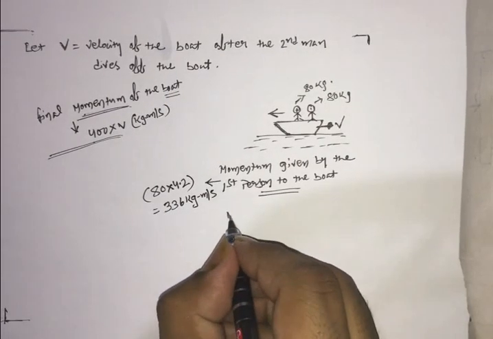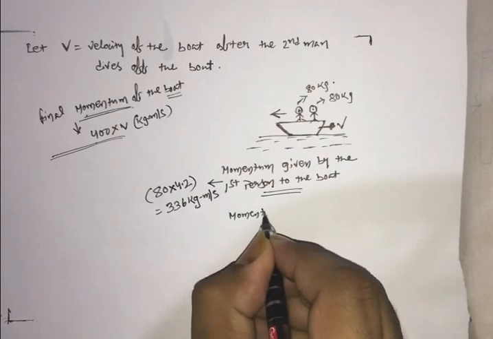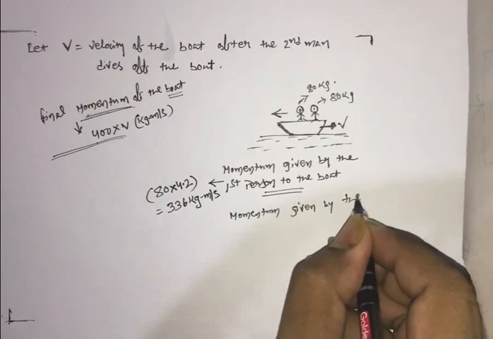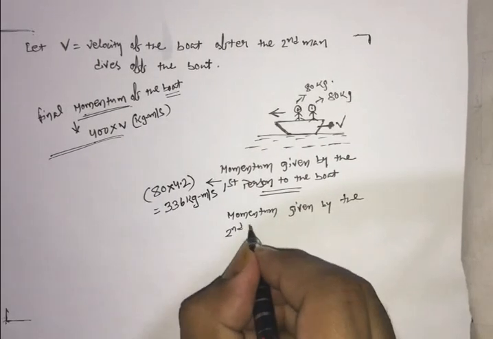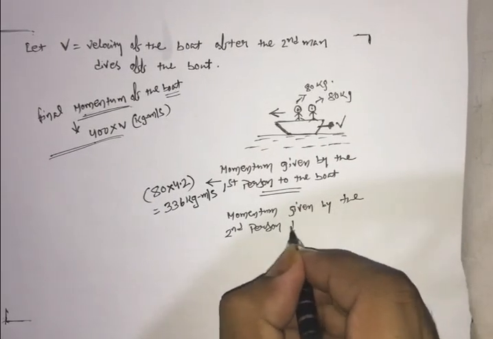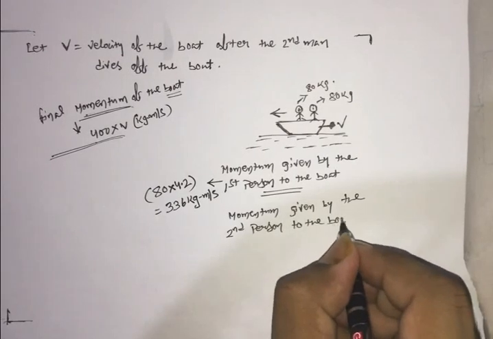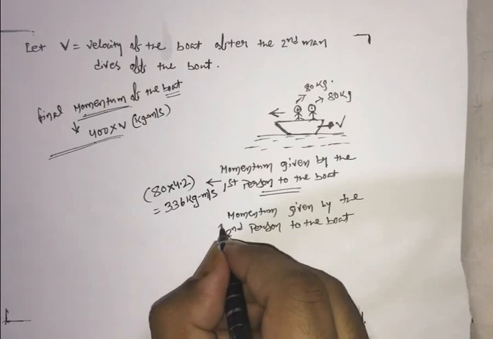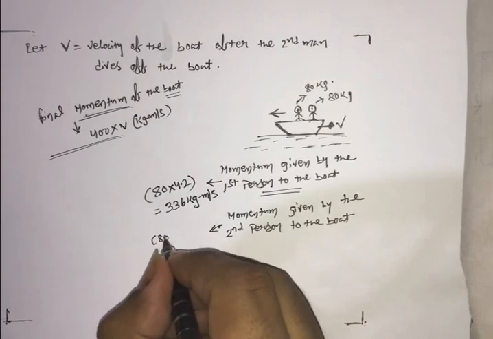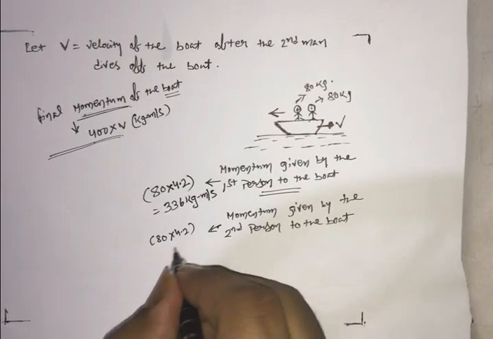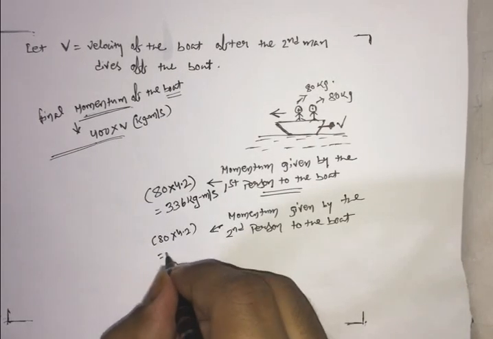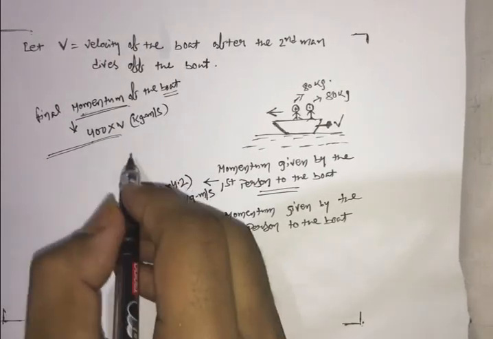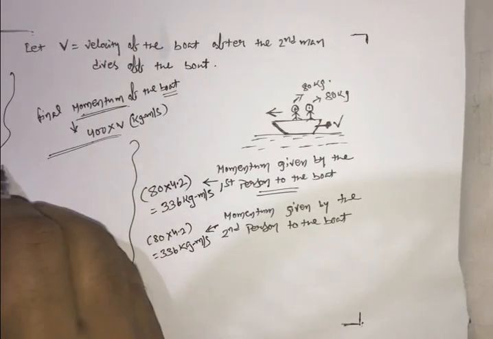Similarly, let us calculate the momentum given by the second person to the boat. So the momentum given by the second person to the boat is also the same, that is 80 into 4.2, which is coming around 336 kg meter per second.